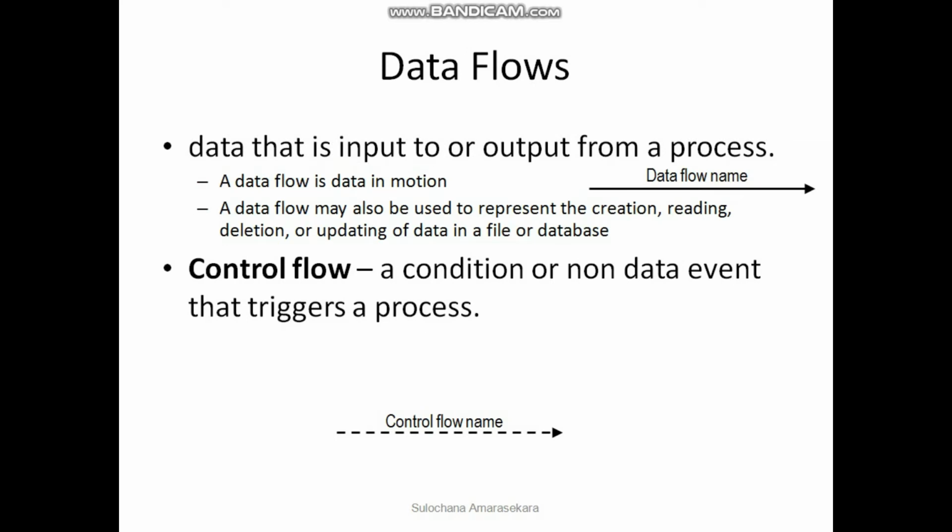Now we come to the data flow. Data flow is an input and output direction. We can use an arrow to indicate data flow. On top of the arrow we write the item shared through that data flow. We can use a dotted line arrow to indicate the control flow. Control flow means it contains a condition. The data flow is activated when the given condition is true.